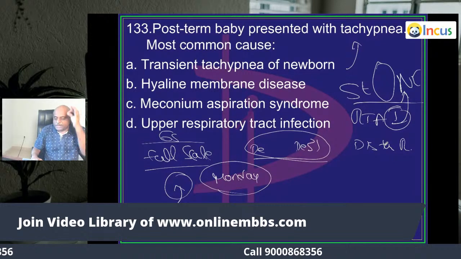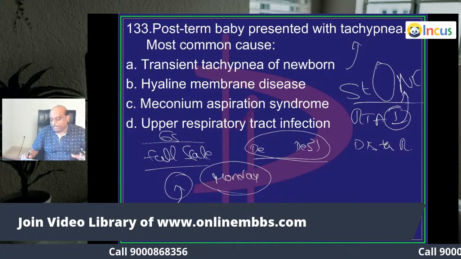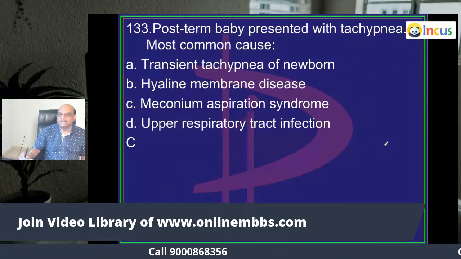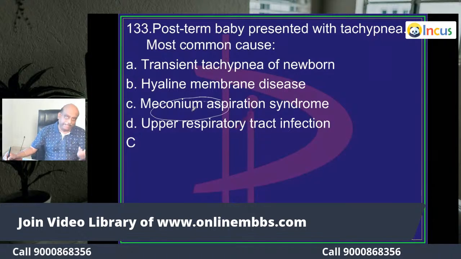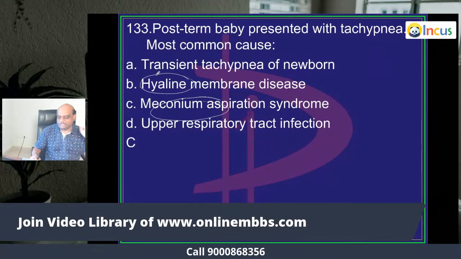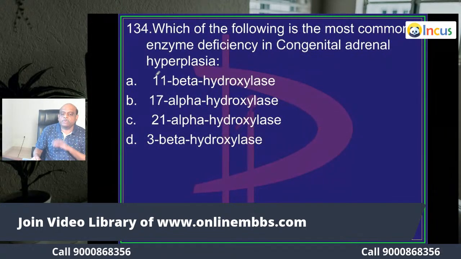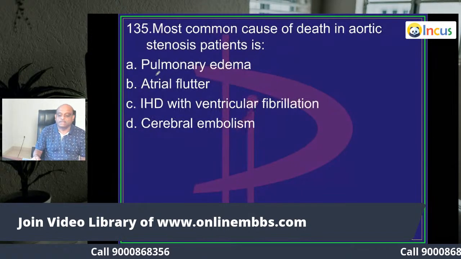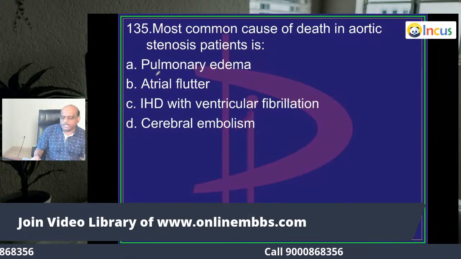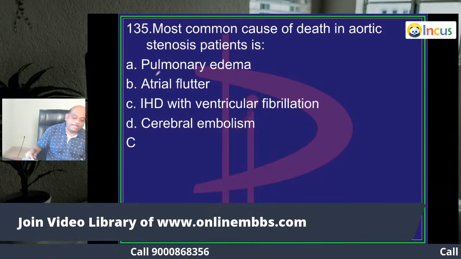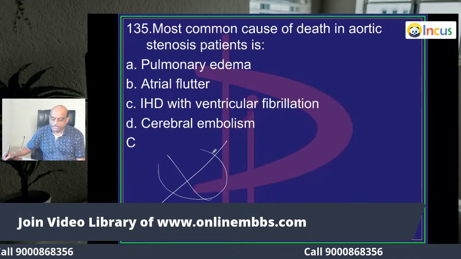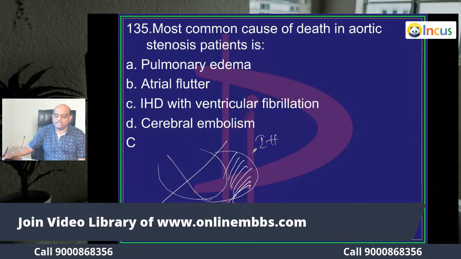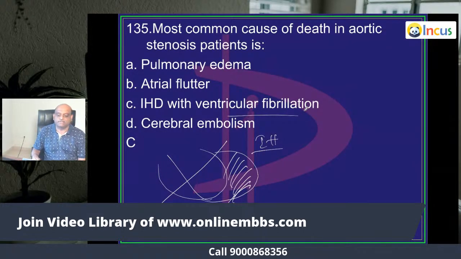So, doctor, a post-term baby, not preterm, post-term baby presented with tachypnea is meconium aspiration. If it were preterm, think of hyaline membrane disease. What is the most common deficiency in congenital adrenal hyperplasia? It is 21-alpha hydroxylase. The most common cause of death in aortic stenosis: typically, aortic stenosis leads to left ventricular hypertrophy, which will typically lead to ischemic heart disease and ventricular fibrillation.